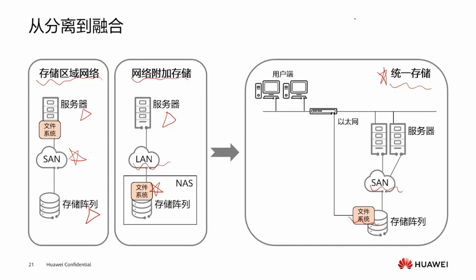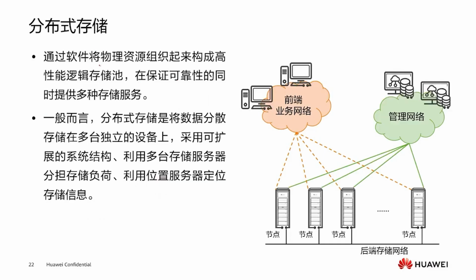The popular architecture now is distributed storage, which organizes physical resources through software to form a high-performance logical storage pool. While ensuring reliability, it provides various storage services. The scalability and flexibility of the traditional architecture are limited, but the distributed storage architecture uses general hardware. The architecture is unified, and storage and network are not bound. You can take a look at our diagram.